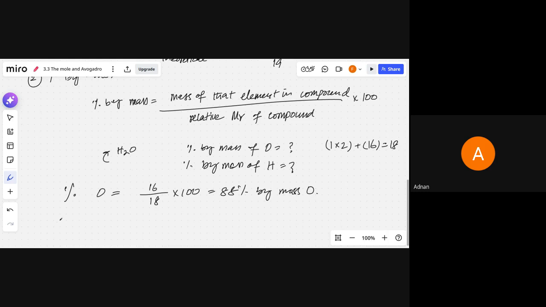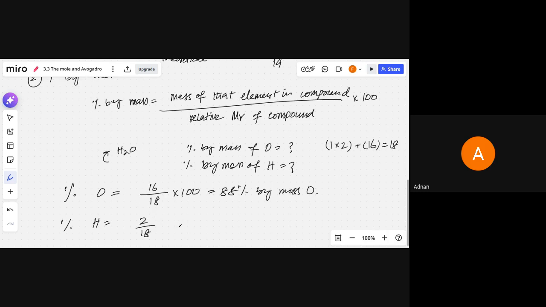But let us solve it the right way. So for hydrogen, it's 2 divided by 18, the total mass. Why am I writing 2? We have 2 hydrogen atoms, and the atomic mass of hydrogen is 1, so 1 times 2, this is the total mass of the element in the compound. So hydrogen is 2 grams.